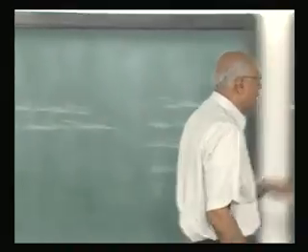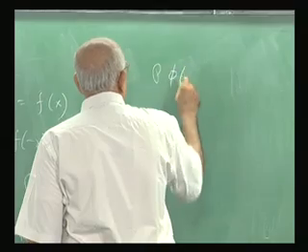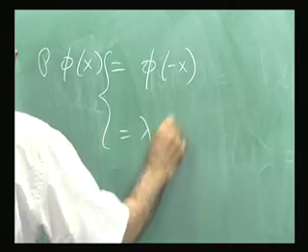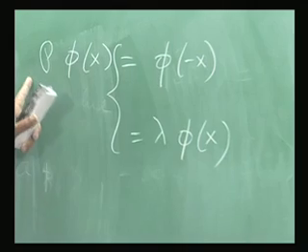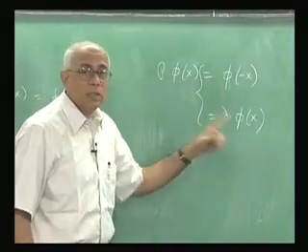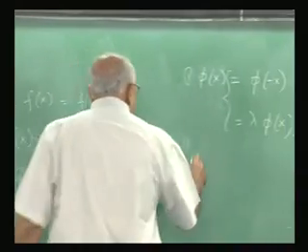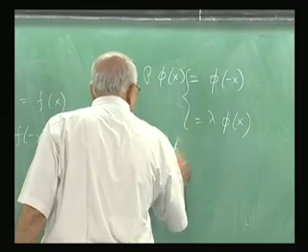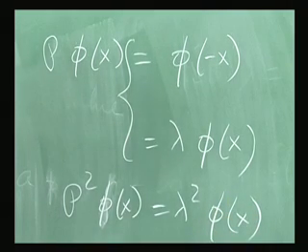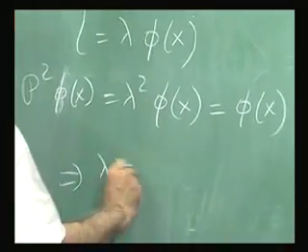Because for an eigenfunction of the parity operator, if I call it phi of x, then p phi of x equals phi of minus x, but this must also be equal to lambda phi of x. So phi of x must be such that phi of minus x is lambda times phi of x. Moreover, if you apply it twice, p squared phi of x equals lambda squared phi of x, and p squared is the identity operator, so this is equal to phi of x itself. This immediately implies that lambda equals plus or minus 1.